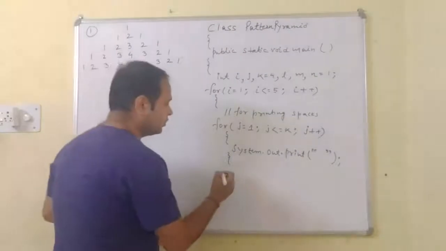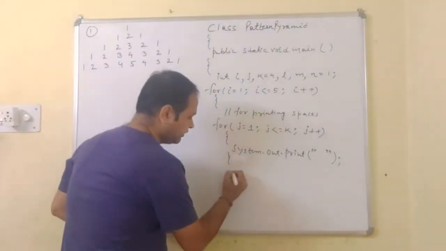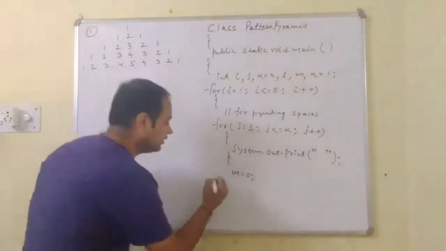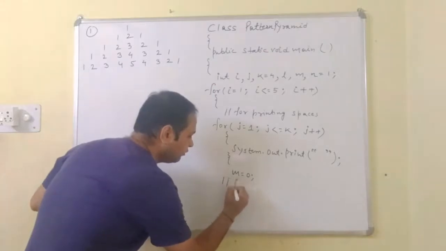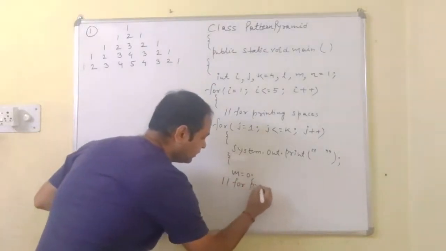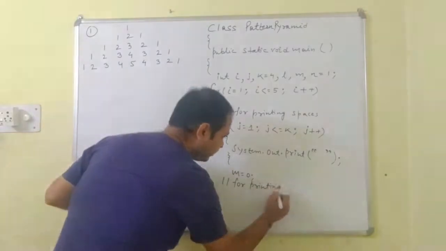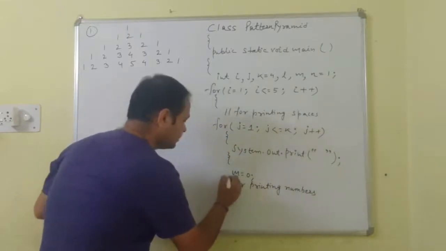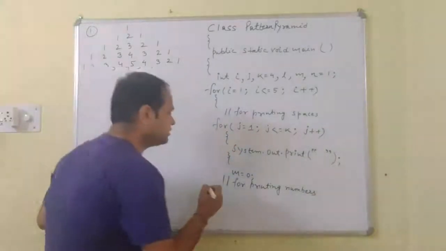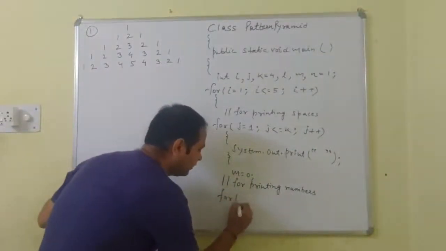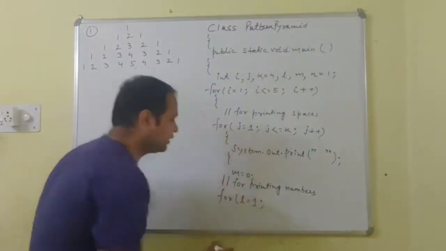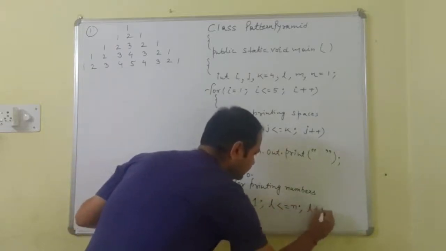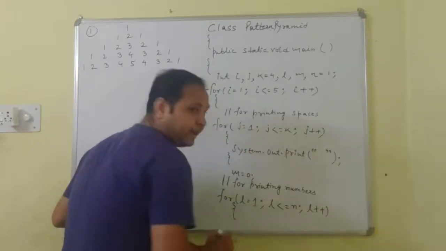Thereafter, what I will do, I will initialize the variable m equal to 0. Okay, and then I will run a loop for printing the numbers. This loop is basically for printing the numbers. So the loop is for l equal to 1, l less than or equal to n, l plus plus. Okay, then I will put the curly bracket.